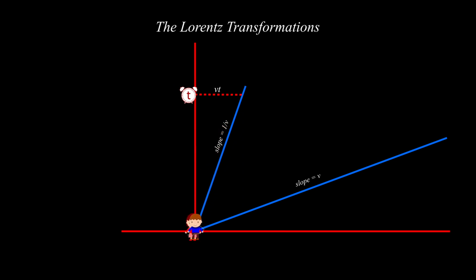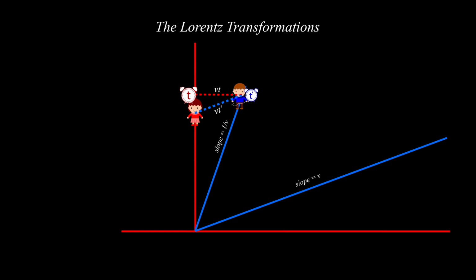Since lines of simultaneity are sloped according to the boy, he measures the girl to be at a position indicated by the dotted blue line, and when he finishes his trip, the girl has not yet reached position t on her time axis. If the boy measures a time t prime for the trip, then he will measure his distance from the girl to be vt prime.